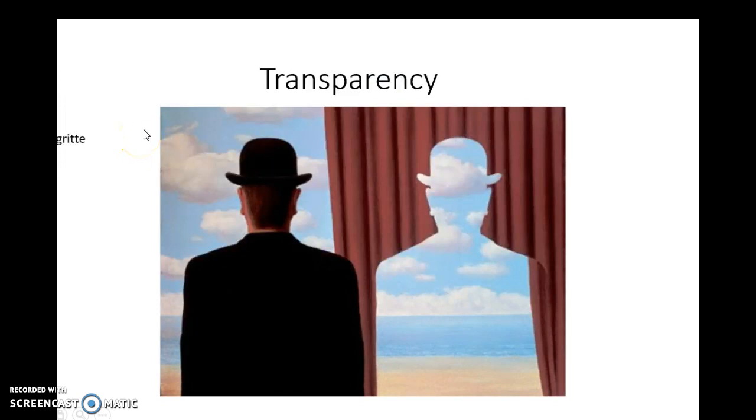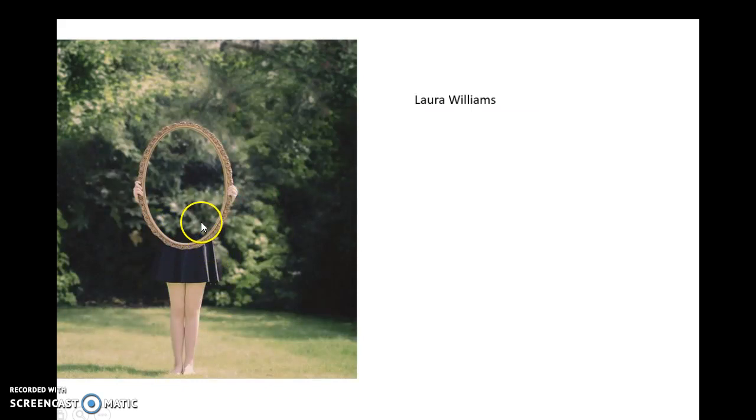Transparency is when you can see through objects, or you get this feeling of transparency, which makes it an unusual setting. This is another example of transparency. We know that there should be an image here, but instead we get the idea of seeing through it. And so that's number 4.